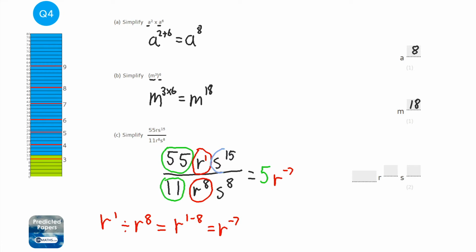Okay, now we're left with the s's. And it's the same thing with the s's. This time we're doing s to the power of 15 divided by s to the power of 8. So it's going to be s to the power of 15 take away 8, which is 7. So my answer would be 5 r to the power of -7 s to the power of 7.